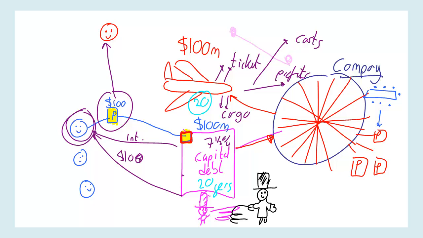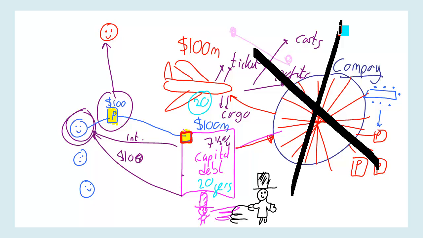Now, of course, there's risk associated with these things. Obviously, there's risk associated with shares. Companies can crash and burn. There's a risk with these bonds too. The company might go bust, and there's no more interest payments, and you're not going to get your money back.